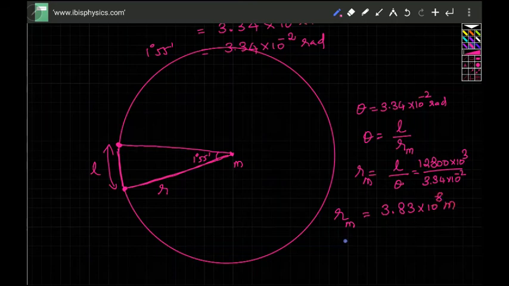To make it more appreciable, 3.83 into 10 power 8 can be written as 3.83 into 10 power 5 into 10 power 3 meters. 10 power 3 meters is a kilometer, and 10 power 5 is lakh. So the distance of the moon is around 3.83 lakh kilometers from the earth.